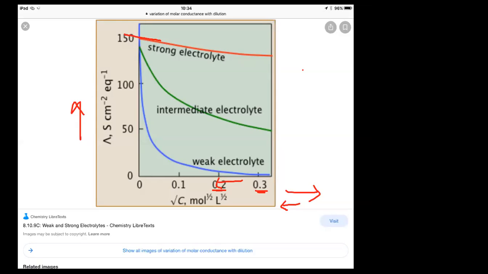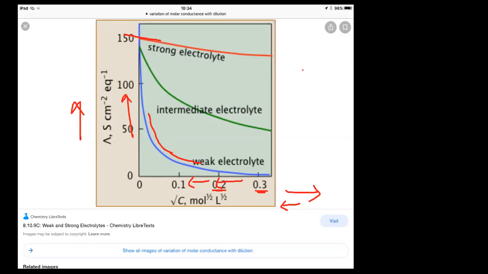Then the electrolyte is going to show more, when the dilution is increasing, based on Ostwald's dilution law, you know that it is going to furnish more number of ions. And therefore, as the dilution is increasing, you can notice that the equivalent conductance is also increasing. And as the equivalent conductance increases, it takes a sharp rise in its conductance value, and then starts running parallel to the equivalent conductance axis.